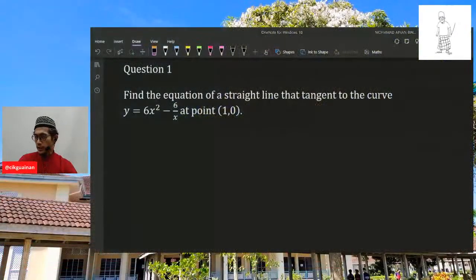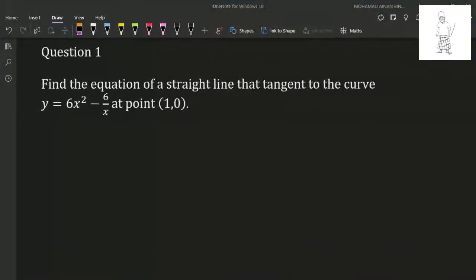So as you can see over here, we have an equation. Over here, we have a curve. And the question is asking us to find, question one, the equation of a straight line that is tangent to this curve at point 1, 0.